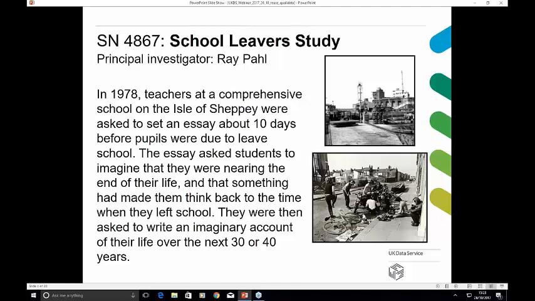So Pahl asked teachers to set a particular essay just before students were due to leave school, prompting them to imagine that they were reaching the end of their life, and something made them think back to the time that they left school. They were then assigned to write a short essay of what happened in their life over the next 30 to 40 years.